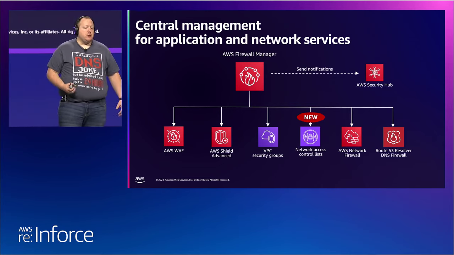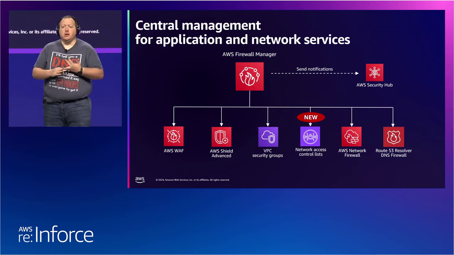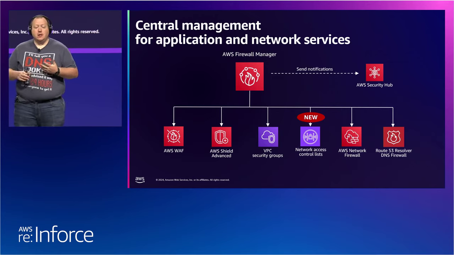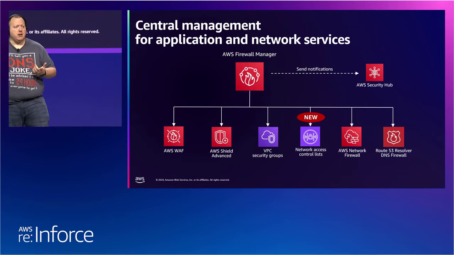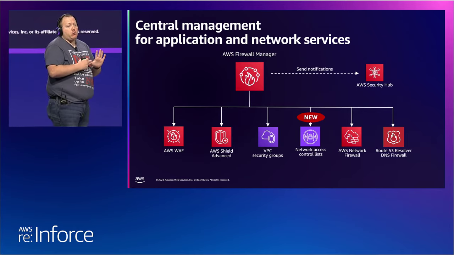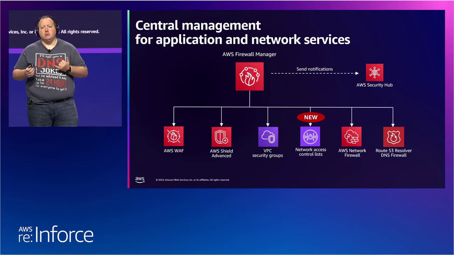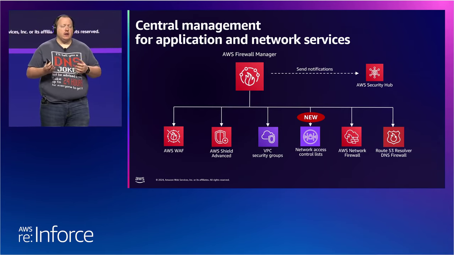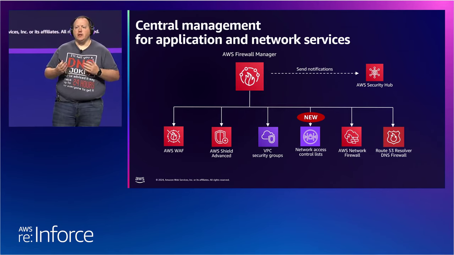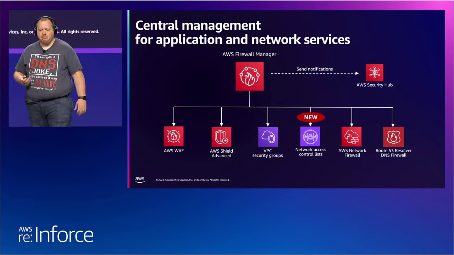Firewall Manager allows you to control several different services through AWS WAF rules, Shield Advanced configurations, VPC security group configurations, Network Access Control List, which is new this year. We just released that in April. Network Firewall rule groups, Route 53 Resolver DNS Firewall rule groups as well. And it allows you to push these data points all into AWS Security Hub so you can get a view of what your configuration is, what your compliance status is, etc.